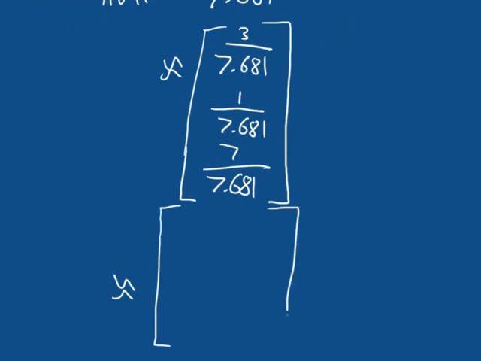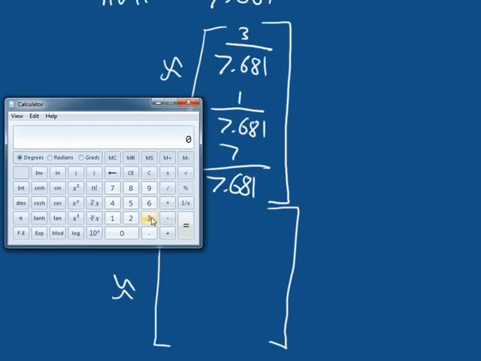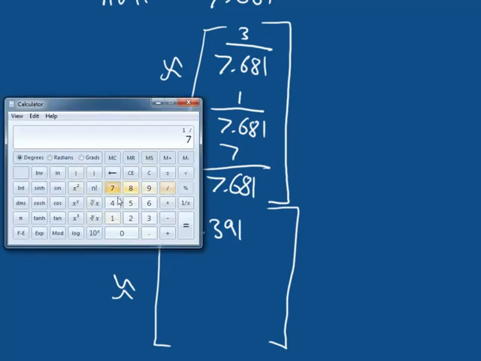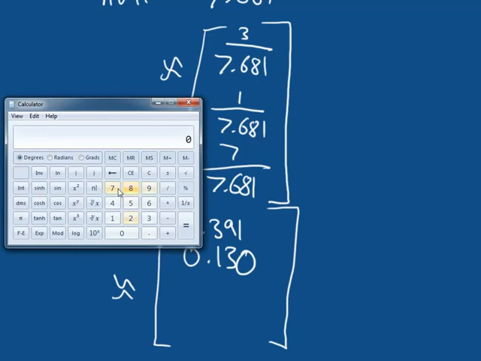we're going to get a vector that has, in the x component, we need 3 divided by 7.681. So that's approximately 0.391. In the y component, we need 1 divided by 7.681. That's approximately 0.130. And for the z component, we need 7 divided by 7.681, which is approximately 0.911.